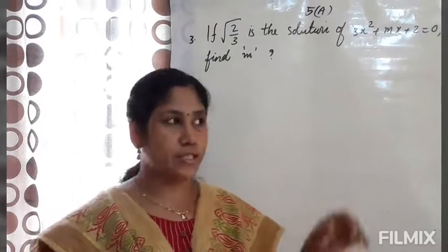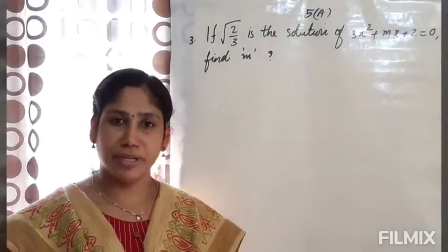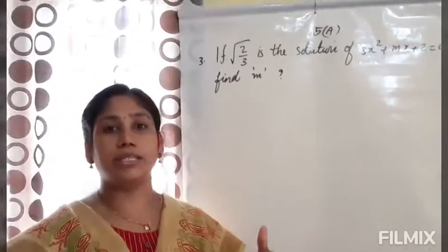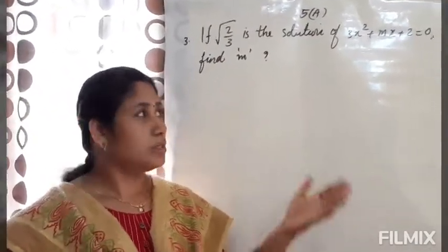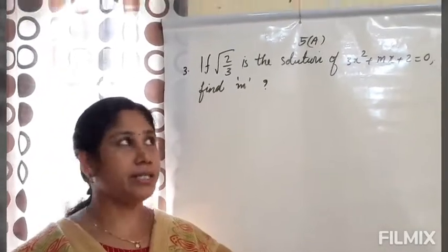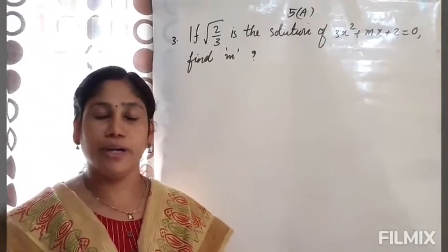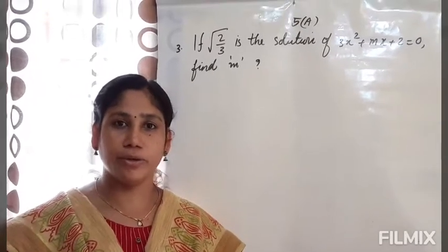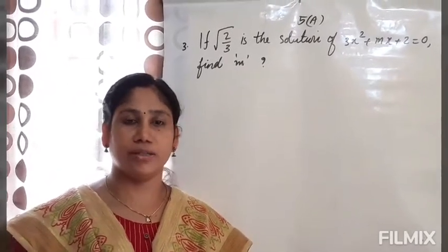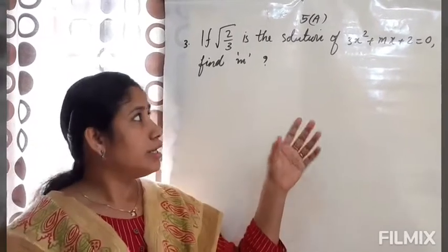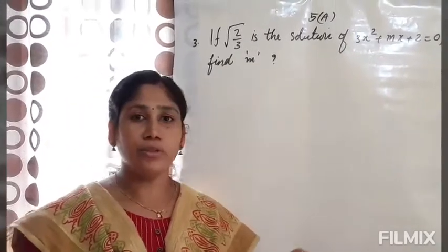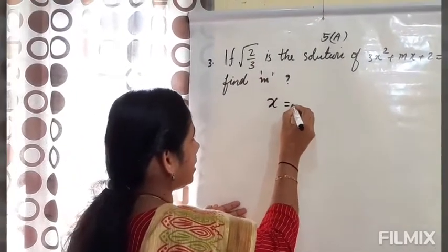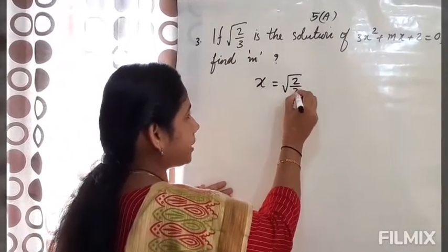Welcome back. Next we can solve the third question from exercise 5a. If square root of 2 by 3 is the solution of 3x square plus mx plus 2 equal to 0, find the value of m. What is given in the question? X equal to square root of 2 by 3 is the solution. That means we can apply, instead of x, the value square root of 2 by 3. So let us substitute x as square root of 2 by 3.